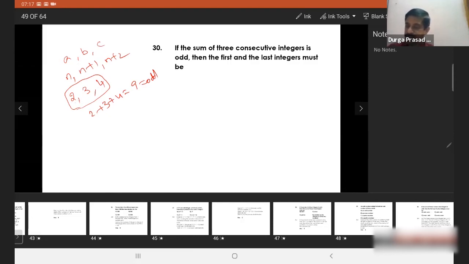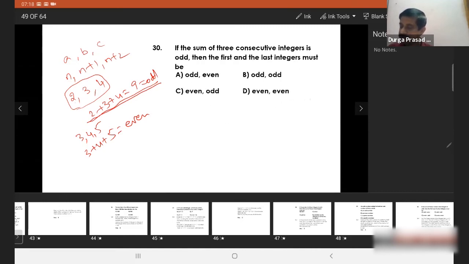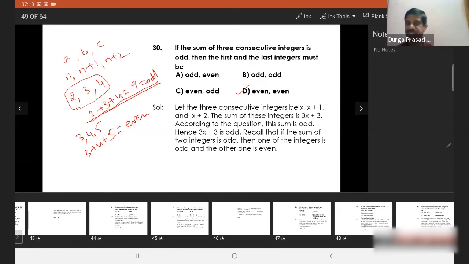If you start with odd, that means if you take 3, 4, 5, 3 plus 4 plus 5 is even. So if he says the sum of three consecutive integers is odd, it means A is even, C is even. Then the first and last numbers must be even, right? If first is odd, last is odd, you'll get answer as even, not odd. Therefore, option D satisfies. Please note it fast, quick.